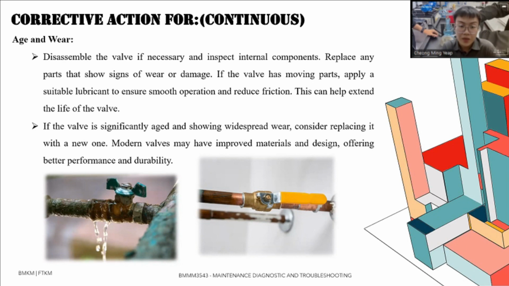If the valve has moving parts, apply suitable lubricant to ensure smooth operation and reduce friction. This can help extend the life of the valve. If the valve is significantly aged and showing widespread wear, consider replacing it with a new one. A modern valve may have improved materials and design, offering better performance and durability.